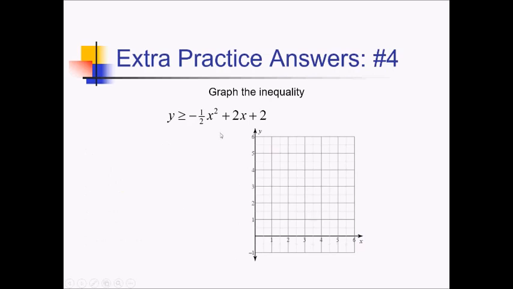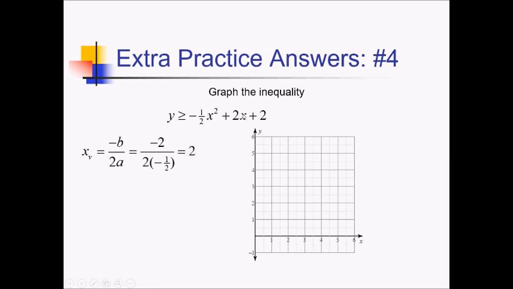To graph this parabola, let me start by finding the vertex with negative b over 2a. So that's negative 2 over 2 times the a value, negative 1/2. 2 times negative 1/2 is negative 1. So negative 2 over negative 1 gives me positive 2.